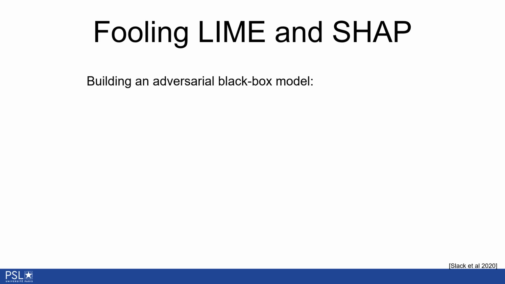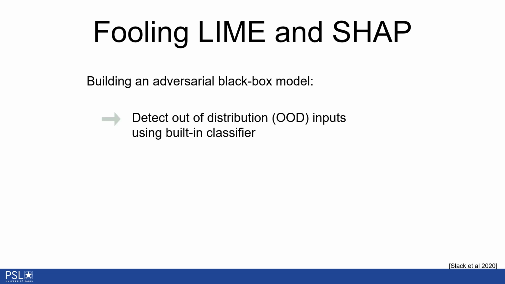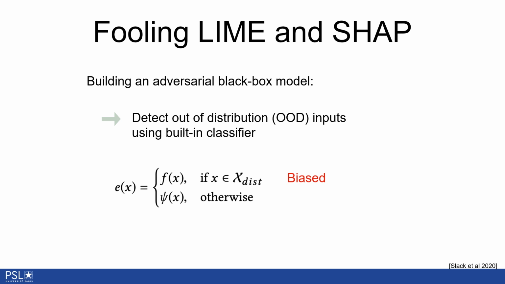The authors showed that it is possible to build an adversarial model by first detecting whether a point is within the data distribution or outside. This can be done using a built-in classifier to detect inputs that lie outside of the original training distribution. Then, if the input instance is within the distribution, the black box model produces a biased output. If the input instance is outside of the distribution, the black box instead produces an unbiased output.